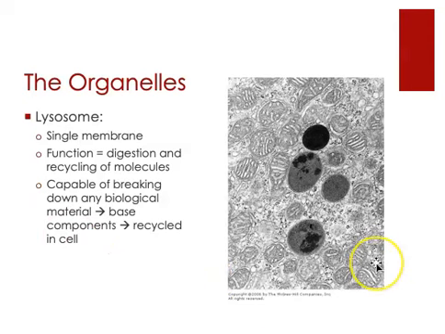Over here on the right-hand side of the slide, you can see a transmission electron microscope image of a eukaryotic cell. We're just looking at one particular little spot in the cell. And these dark colored structures here, these are lysosomes. You can also see around the lysosomes sections through mitochondria. All of these circular structures that look striped, those are mitochondria.